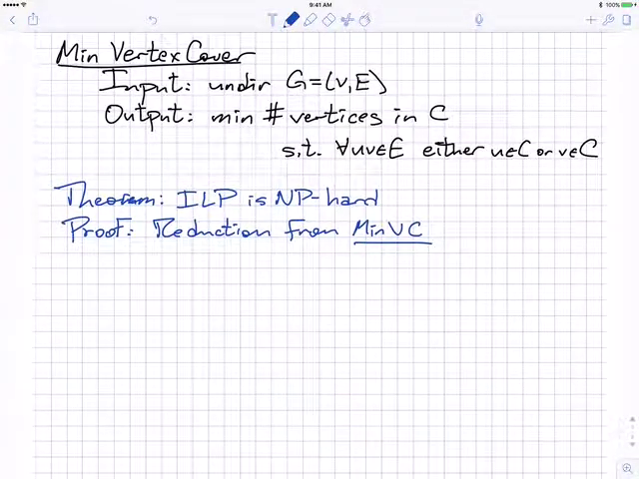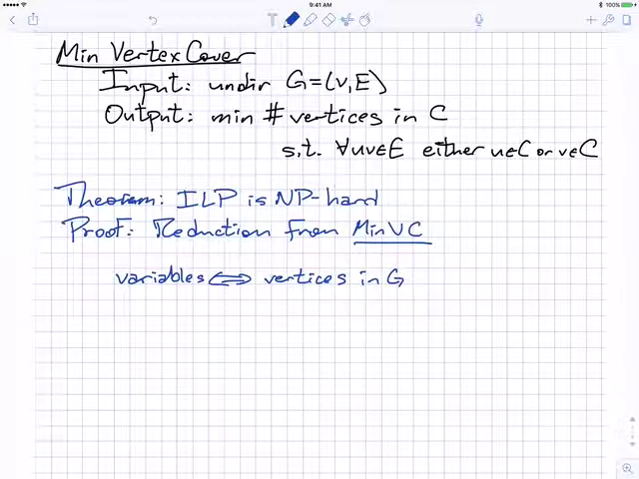So the choices that I need to make to solve the minimum vertex cover problem is, for each vertex in the graph, do I add it to my cover or not? My variables are going to correspond to vertices in the input graph. Okay, so I'll write x sub v for the vertex v. Okay, great. And in particular, x of v equals 1 corresponds to vertex v being inside the cover.